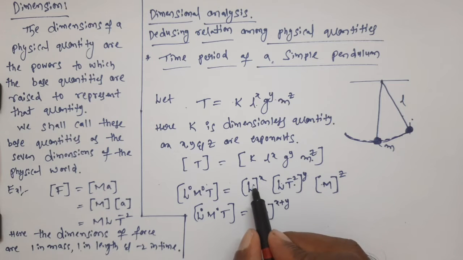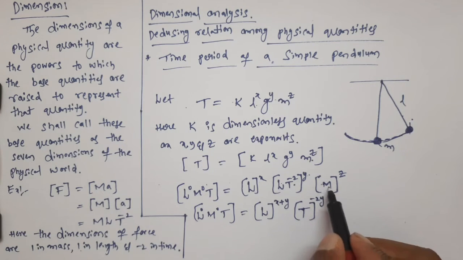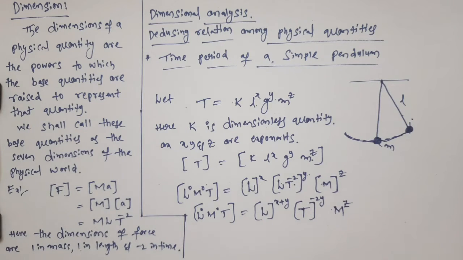Next, T power. T we have only here; here we don't have T and here we don't have T. Here only we have T. So T power minus 2 into y, minus 2y. And M power we have only z, M power z.